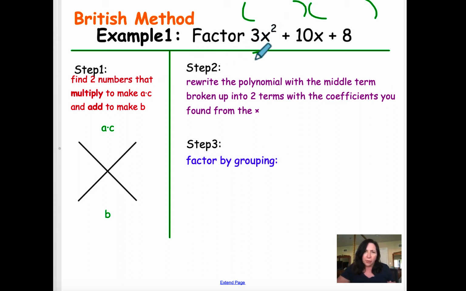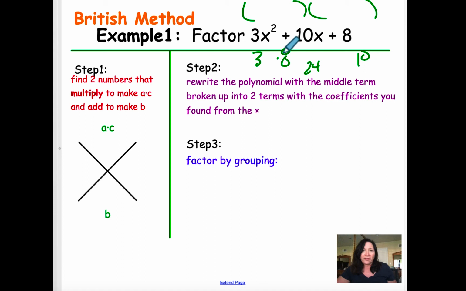So we've got the 3 and then we've got the 8. So what multiplies to make 24 but adds up to make 10? I'm going to say 6 and 4.